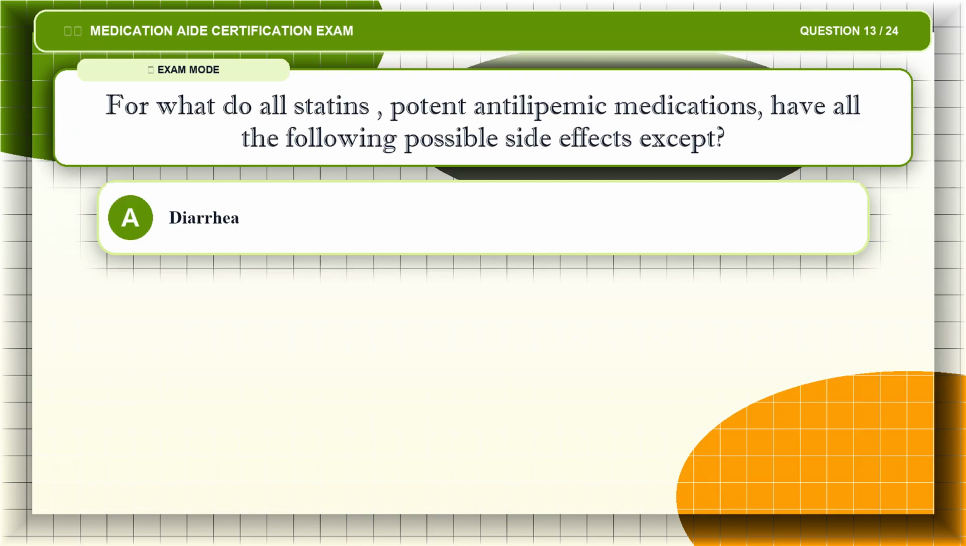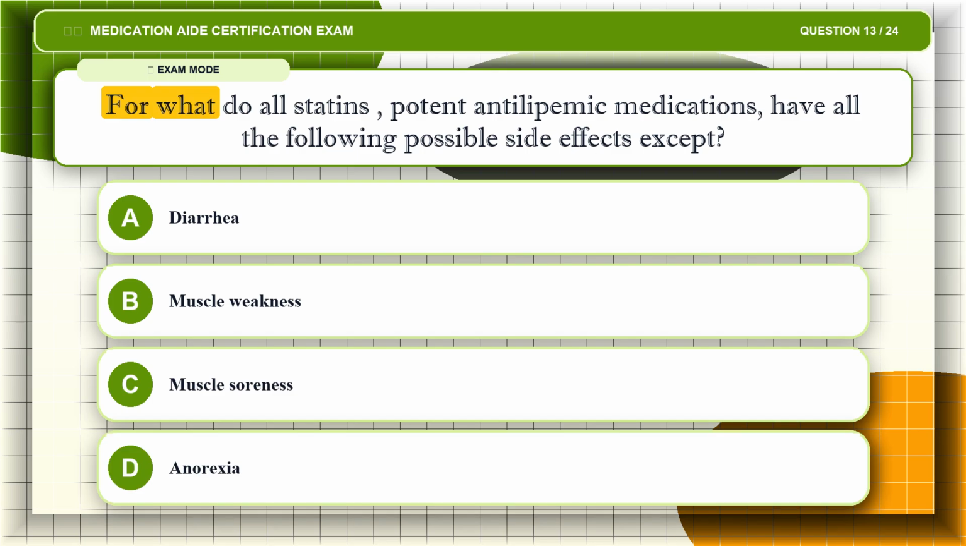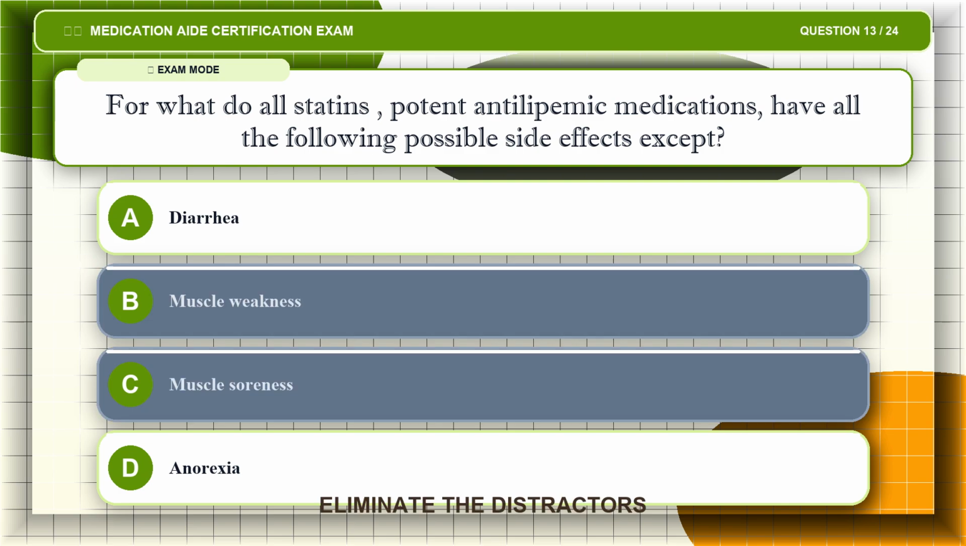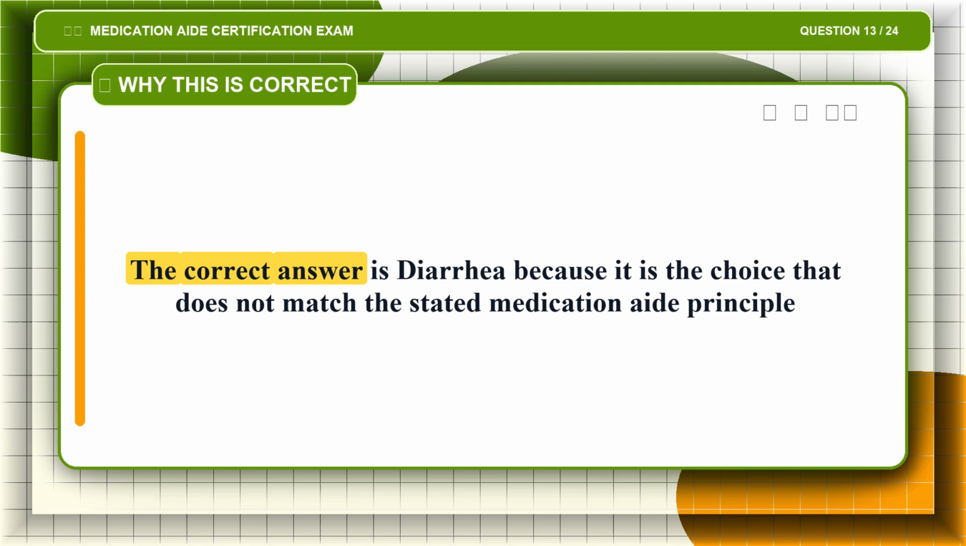Question 13. For what do all statins, potent antilipemic medications, have all the following possible side effects except? Option A, diarrhea. Option B, muscle weakness. Option C, muscle soreness. Option D, anorexia. The correct answer is option A, diarrhea, because it is the choice that does not match the stated medication aid principle.